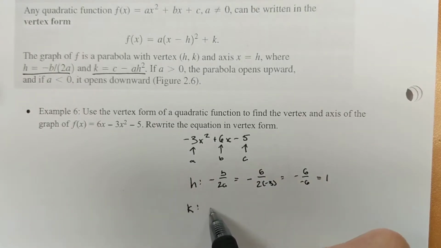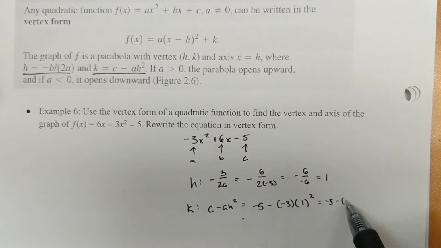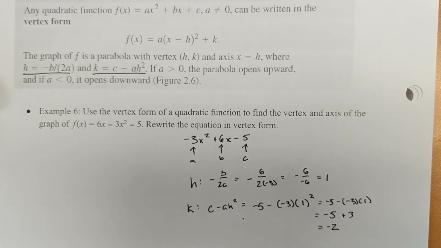For K, that's C minus A H squared. So for that problem, C is negative 5 minus A, which is negative 3, times H, which is 1, squared. Now powers come first, so this is going to become negative 5 minus negative 3 times 1. 1 squared is 1. So this is negative 5 plus 3, which is negative 2. So filling the values in, y equals A, which is negative 3, times x minus h squared plus k. Now it's a minus there because k is a negative number.